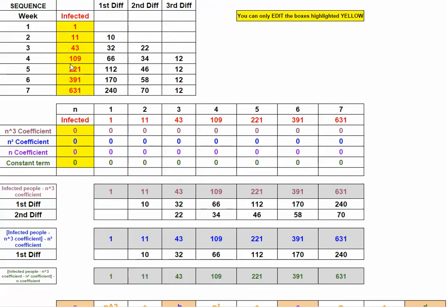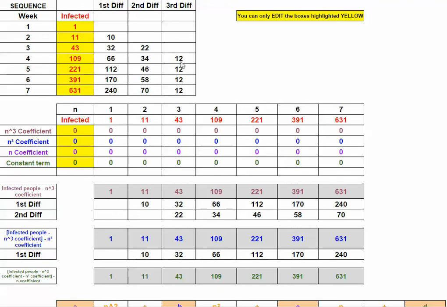This spreadsheet, you can only edit the yellow boxes. All the rest is automatically calculated by the formulas that are there. So when you enter each of the 12 sequences from the applet that's just above, it automatically calculates the first difference. If that's constant, it's linear. The second difference, if that's constant, it's a quadratic. And the third difference, if that's constant, we know we've got a cubic function, which is the case here because it's constant.